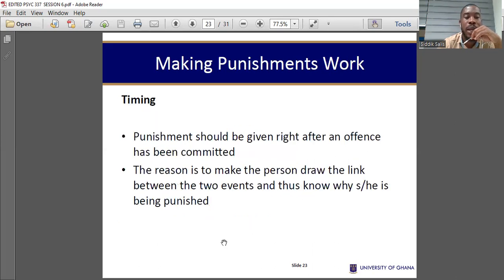Okay, so now making punishments work. How do you make punishment effective? So these are the factors to make punishment effective. One is timing.